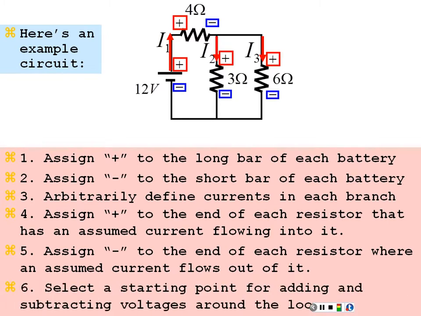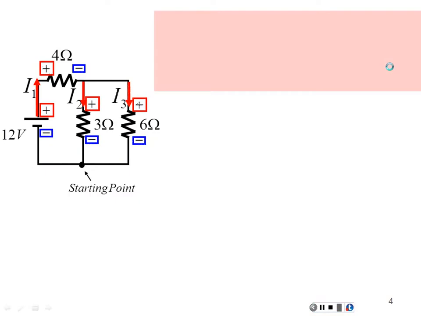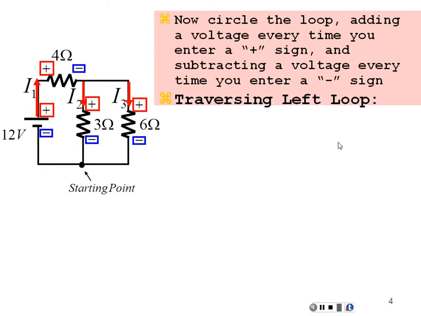We'll select any starting point we wish, and we'll walk around any loop we wish, any direction we wish, anywhere we wish. As long as we come back to the starting point, everything we add and subtract along the way will add up to 0. So, for instance, if I were to go around this left loop, and let's go clockwise, I would have a negative 12 volts plus 4I1 plus 3I2 equals 0. And that would be my left loop result.